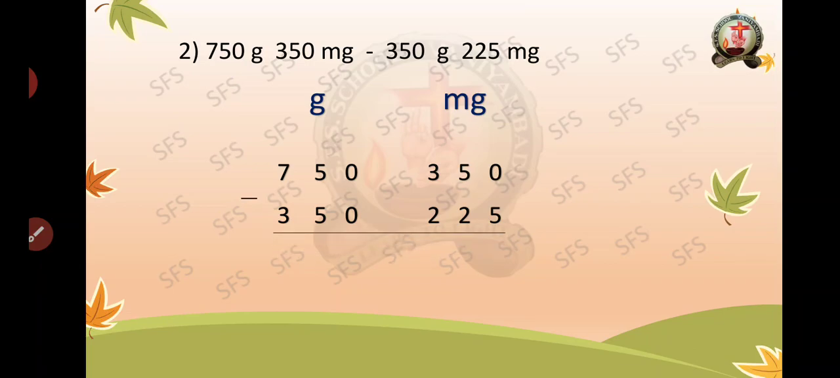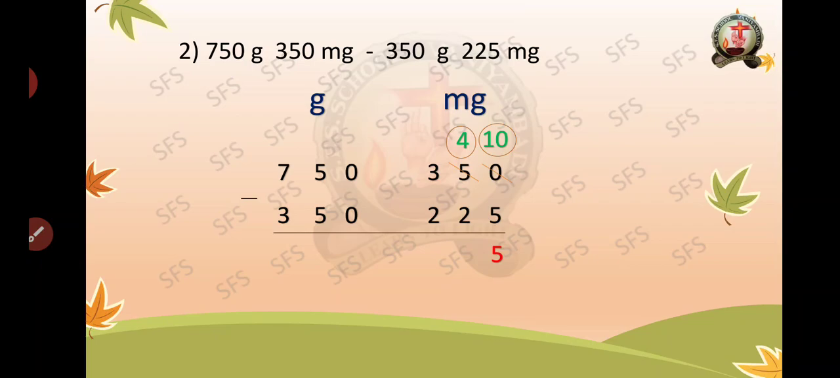Now here look at the first, in the ones place children, 0 is smaller than 5. So what can we do now? We have to borrow the number from the neighbor. So 0 is smaller. So what is the neighbor number of 0? It is 5. Good. So this 5 will become 4 and this 0 will become 10. Now, is it possible to subtract 10 minus 5? Yes. So 10 minus 5 is 5.